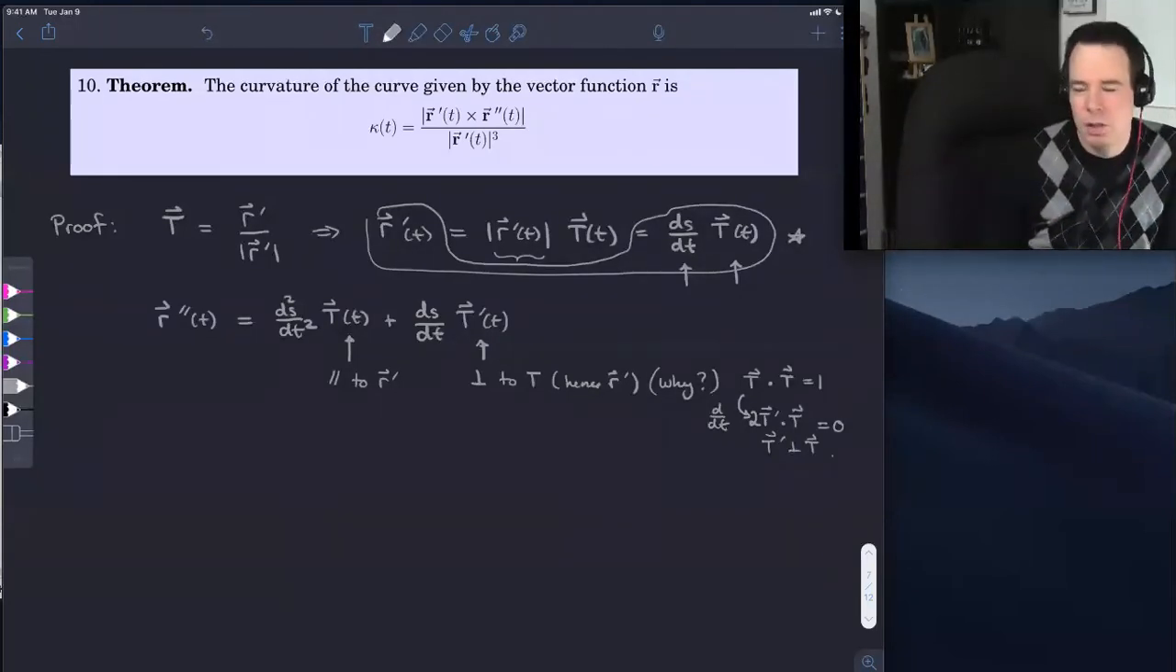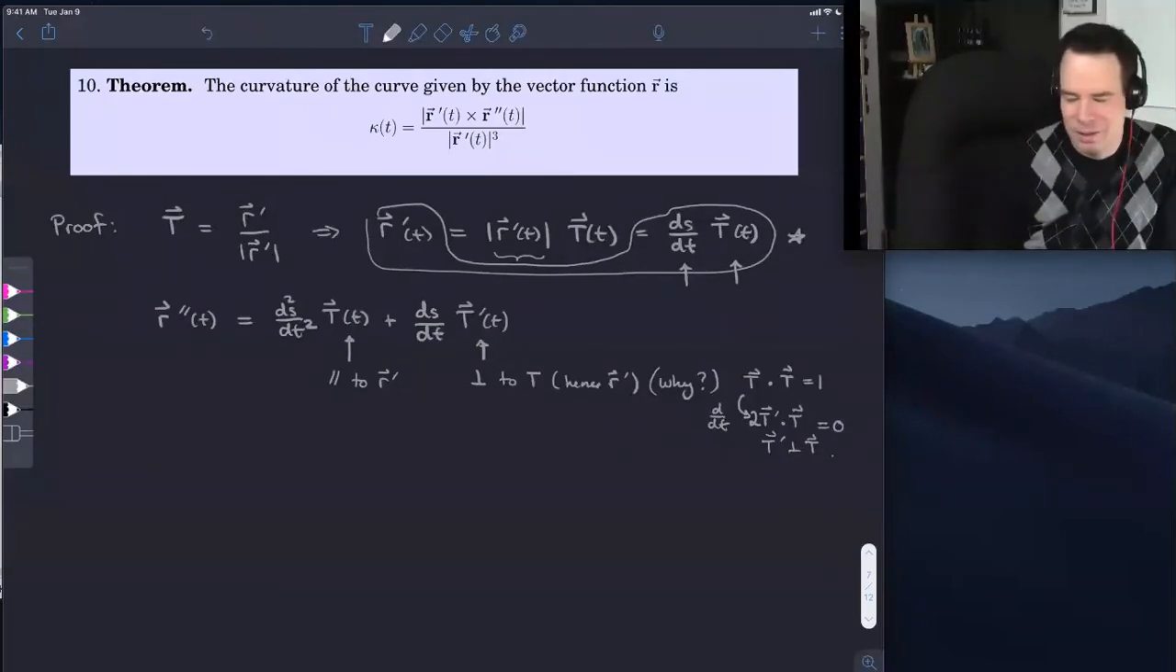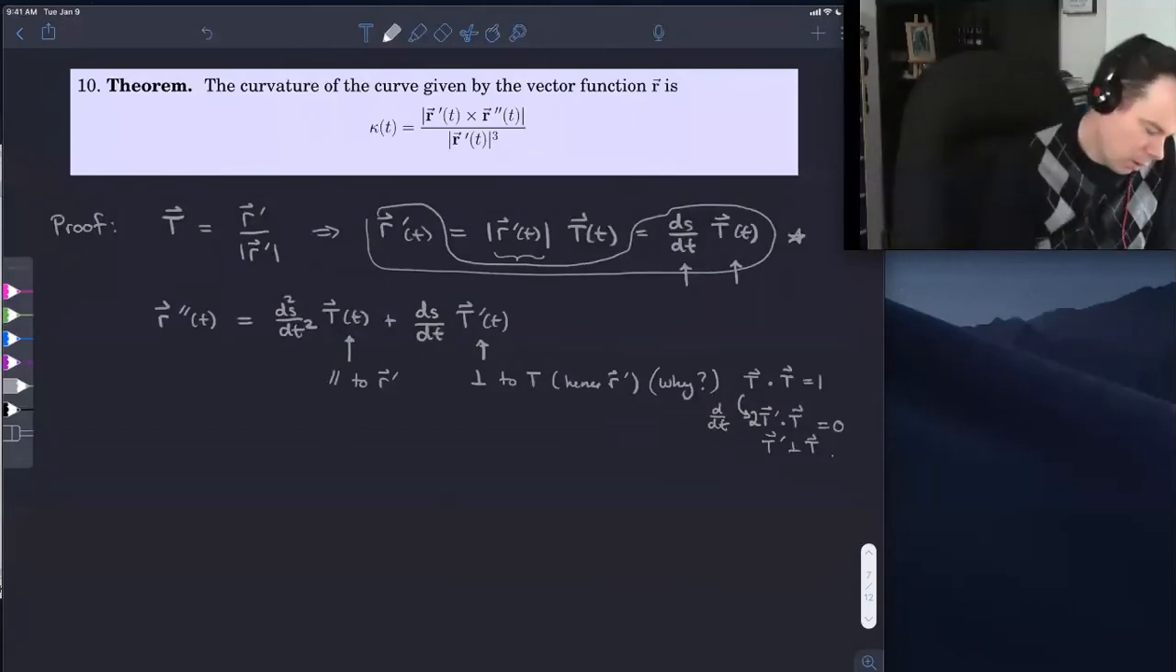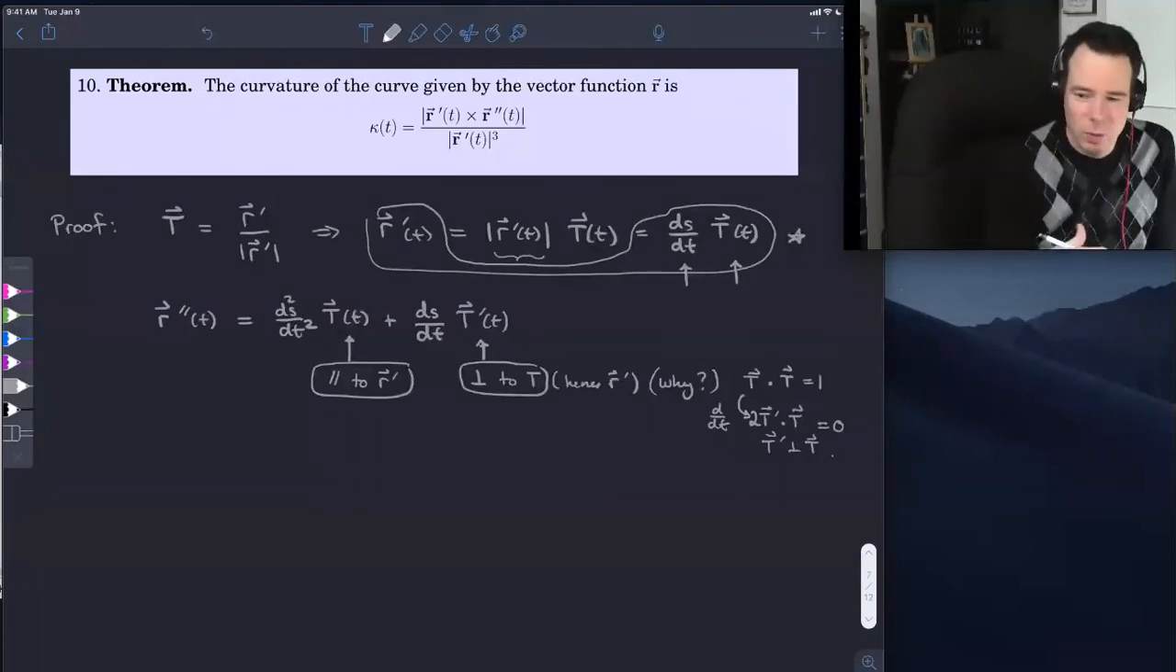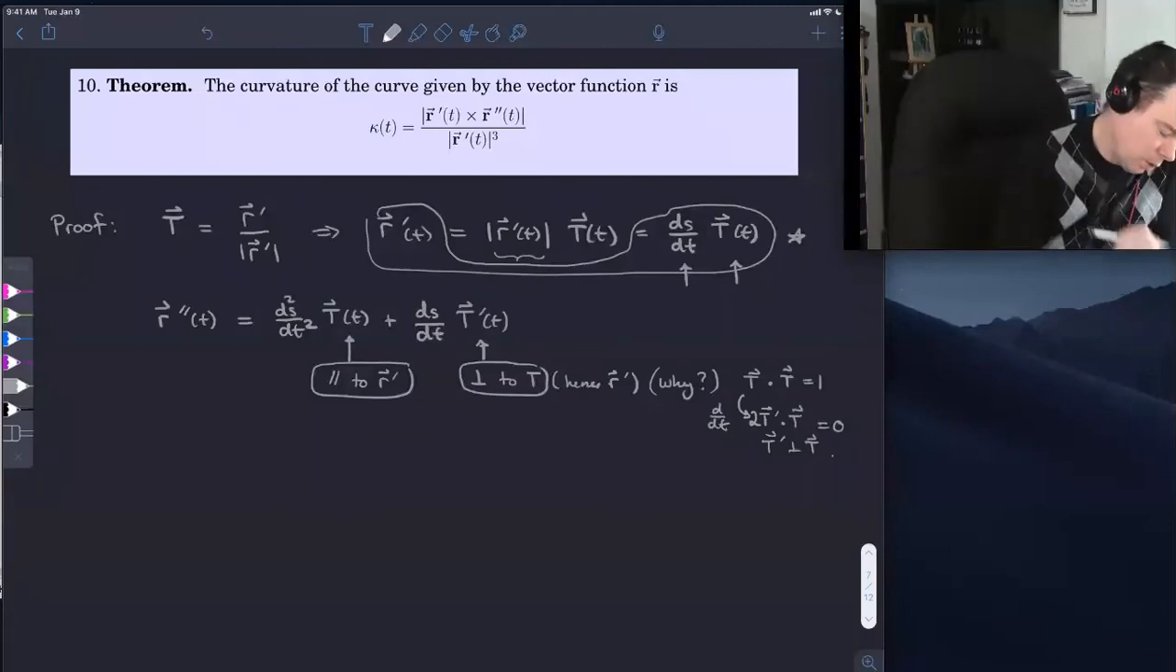So because t is a unit vector, when you take its dot product with itself, maybe I should say it the other way. Because t is always a unit vector for any given t, its derivative is perpendicular to itself. That's what we've shown here. So we get this, that is perpendicular to t, and this part is parallel to t. So that's the geometry. That's why I've taken the second derivative, because I've now done a decomposition of something into two pieces, a parallel and a perpendicular direction to r prime.